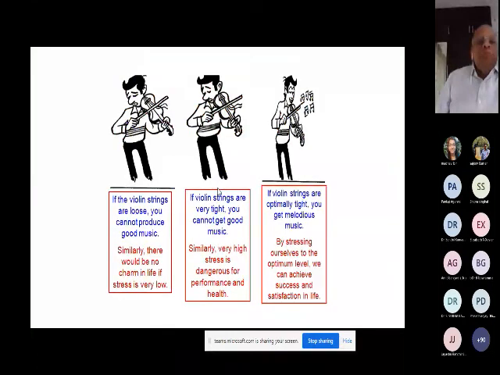As I told you, the example of the violin: if the strings are very loose, you cannot produce good music. So very little stress makes our life lackluster and without enthusiasm. Similarly, if the violin strings are very tight, also we can't get music. Like that, if we make our stresses go beyond a limit, we will break down. If the violin strings are optimally tight, then we get melodious music. So we need to optimally stress ourselves.